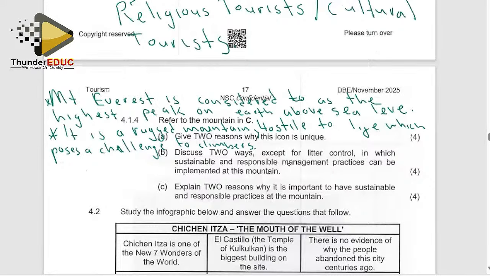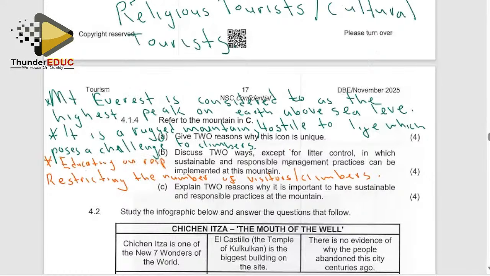Then discuss two ways, except litter control, in which sustainable management practices can be implemented on this mountain. All right, the first thing, restricting the number of visitors or climbers. Then educating them on responsible tourism, whereby they are not supposed to remove any objects from the mountain. They are supposed to stick to the normal hiking trails. They are also supposed to follow responsible tourism guidelines given by the officials who manage the site.